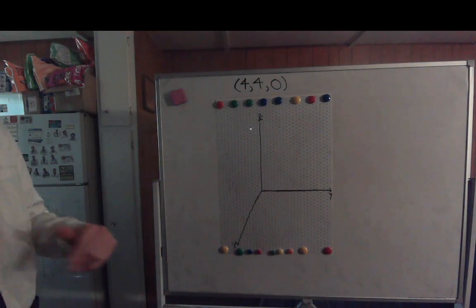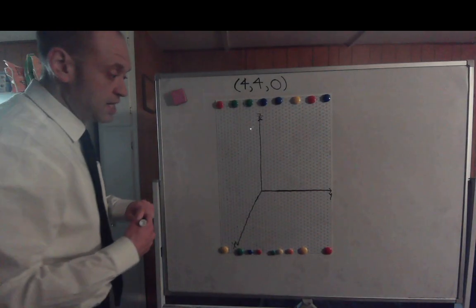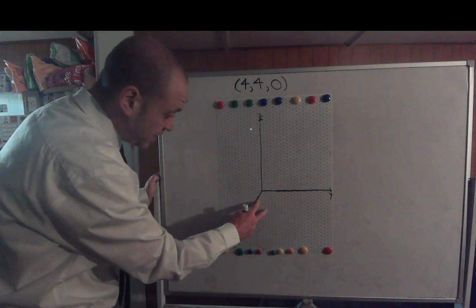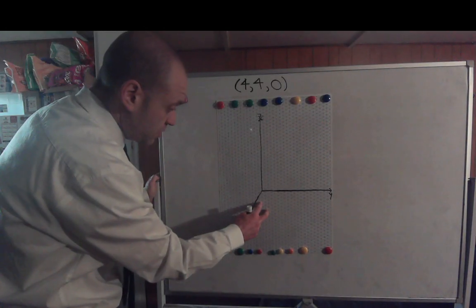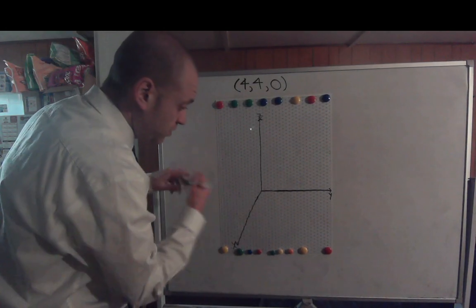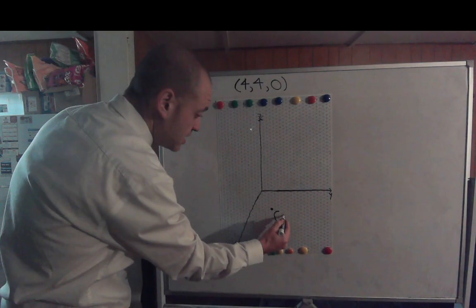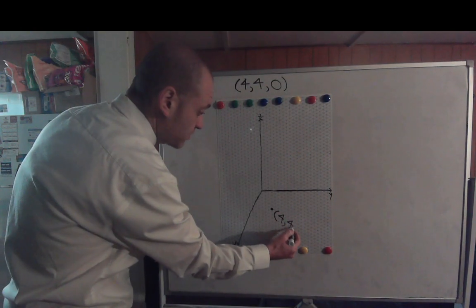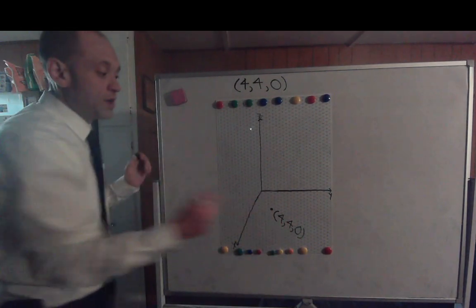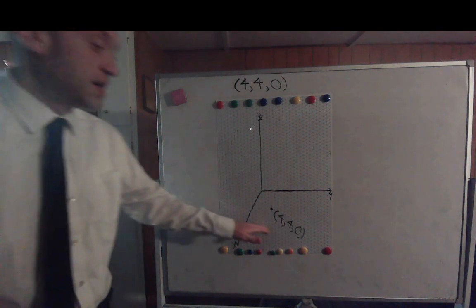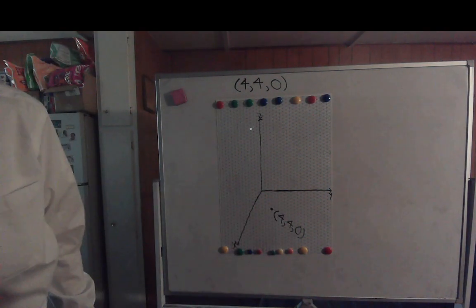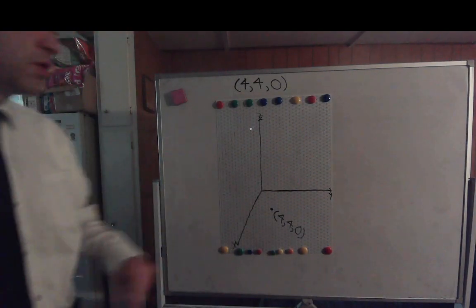So what does that look like in 3 dimensions? So if I go 4 here on the x-axis, 1, 2, 3, 4, I'm about right here. So this will be 4, 4, 0. My height is 0. I haven't left the ground. I've just gone into the xy plane at 4, 4, 0.